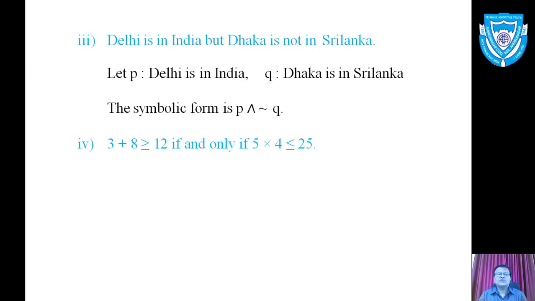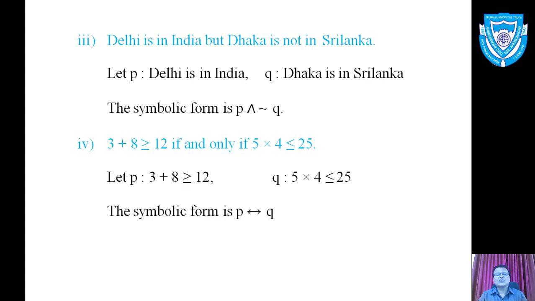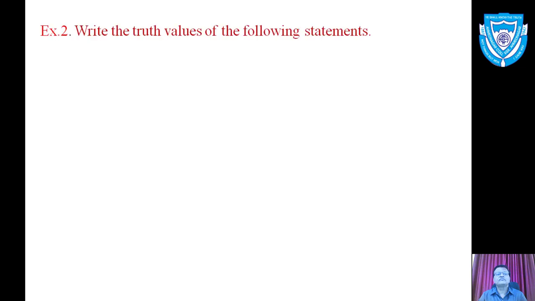Fourth example, 3 plus 8 greater than or equal to 12 if and only if 5 into 4 is less than or equal to 25. So use letters P, Q for them. This is a biconditional. So we write it in symbolic form as P biconditional Q. One can read it as P if and only if Q.